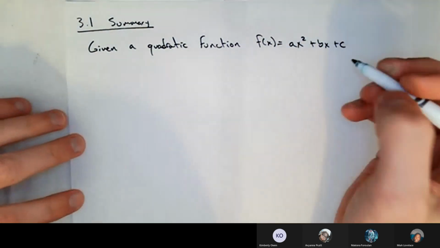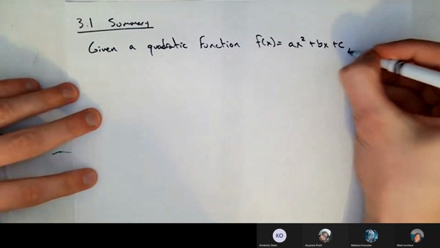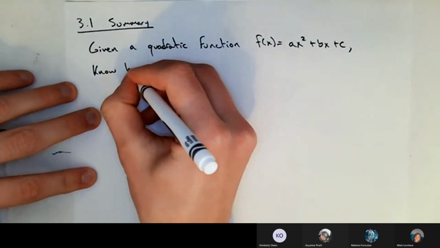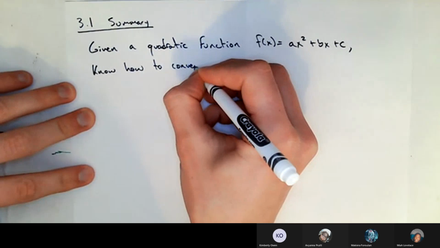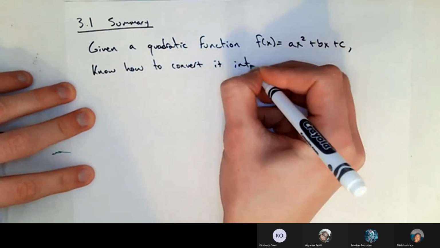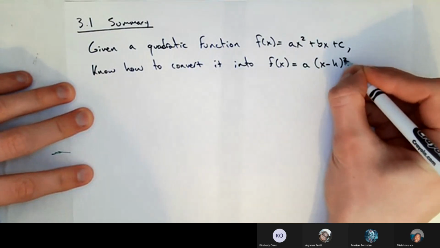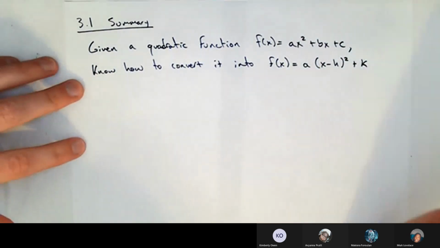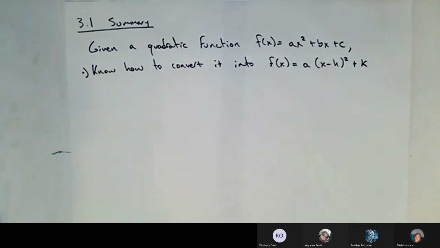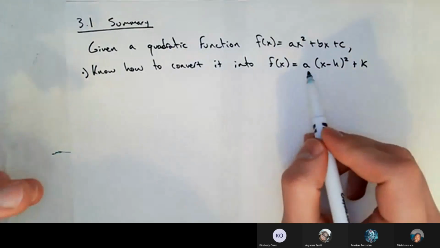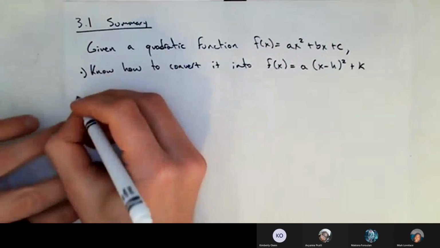Given a quadratic function, f of x equals, and then there's the normal form of it, ax squared plus bx plus c. Know how to convert it into this form. So this is the so-called standard form, or possibly even vertex form is what I like to call it.